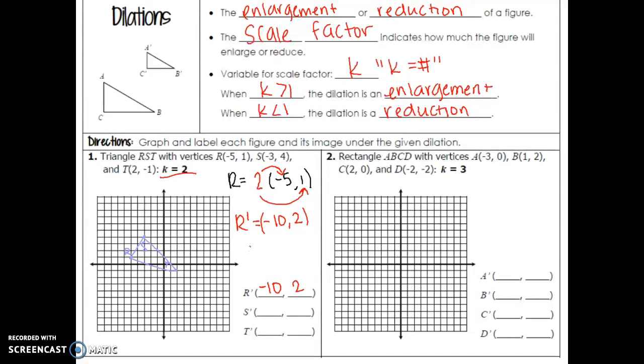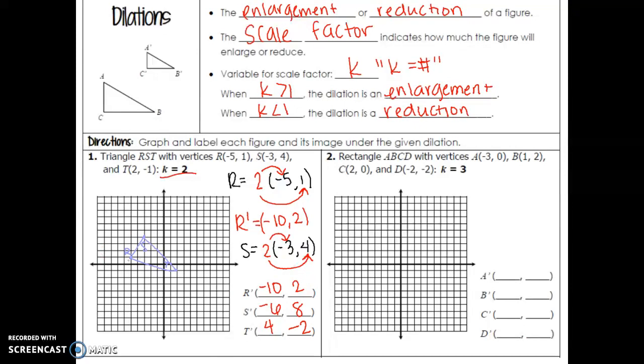We do the same thing for point S. Oh, that's not prime. Point S says that is -3, 4. So -3, 4, our scale factor is 2, so that will be multiplied by -3. That'd be -6. And then also times 4, which will be a +8. Then we're going to take and multiply T with our scale factor as well. So 2 times 2, that is 4. 2 times -1, that will be a -2. So now we have all our primes.